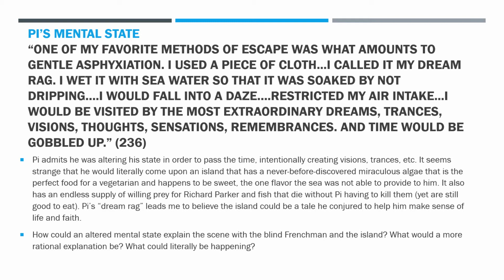So the question is, how could an altered mental state help explain the scene with the blind Frenchman and the island? Is there a more rational explanation in terms of the blind Frenchman? Was it Richard Parker taking action? Was it Pi taking action? Is there something literally happening that the story is kind of covering up?